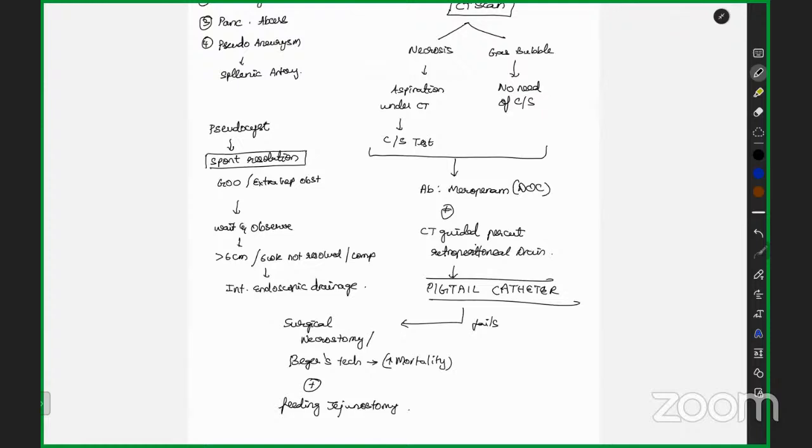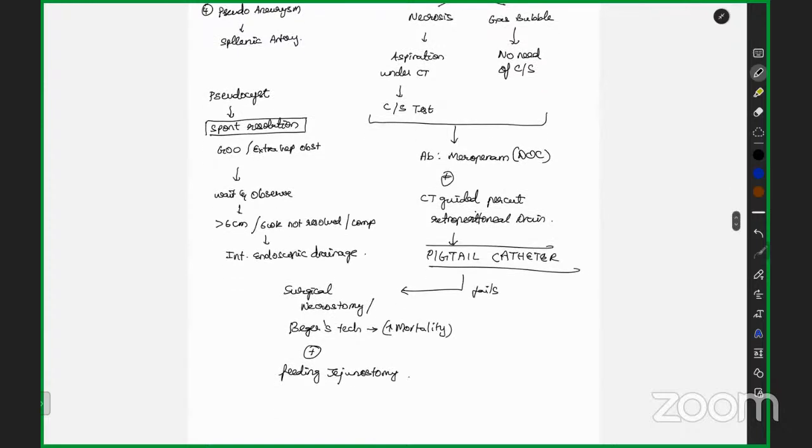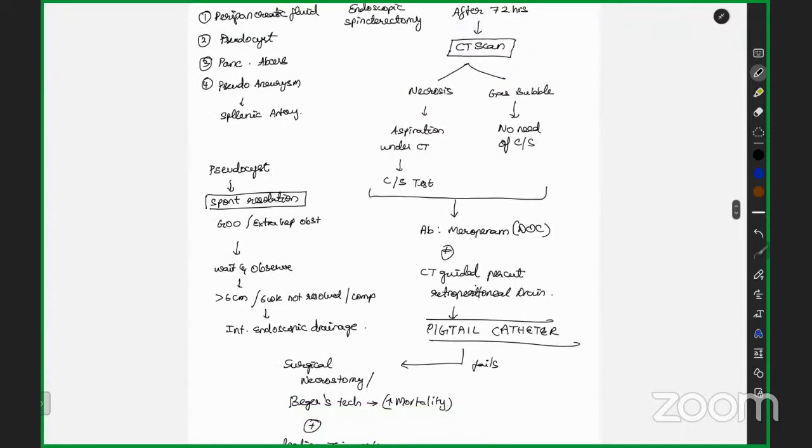What is the drain I'm going to keep? Pigtail catheter. After that, what am I going to do? I'm going to see the patient, observe the patient. If my treatment has failed, then I'm going to perform a surgical necrostomy. Why do I perform surgical necrostomy? Because my patient is going to have necrotic areas, and I want to remove them.